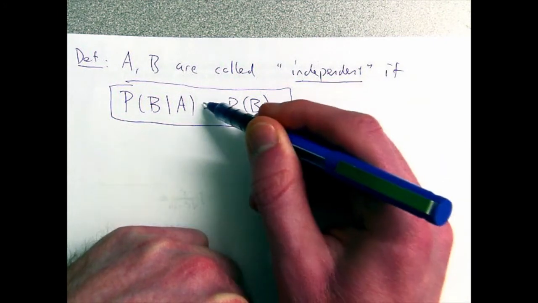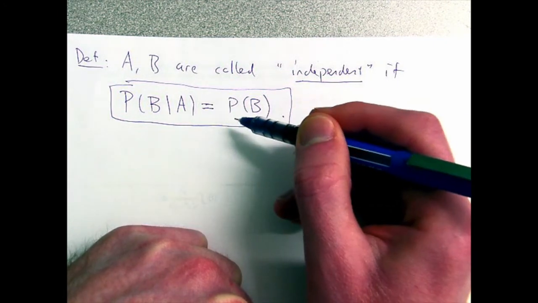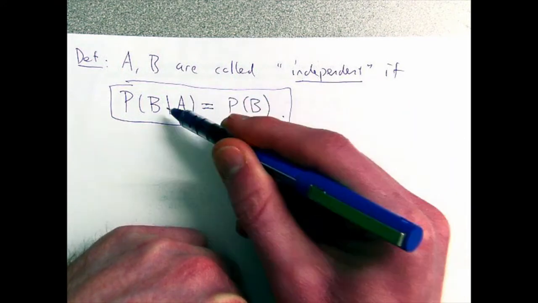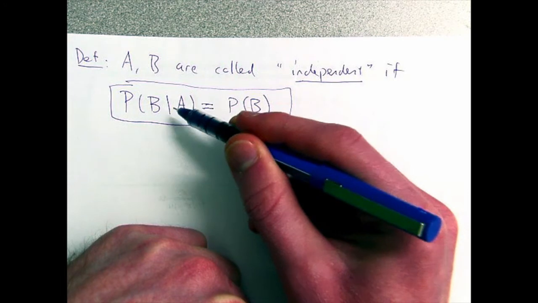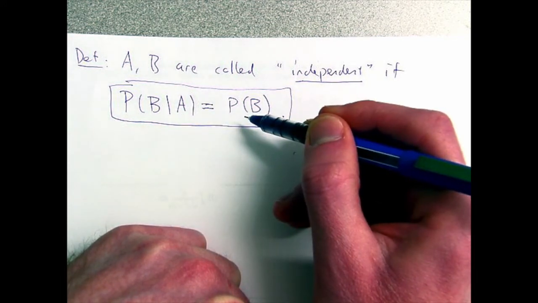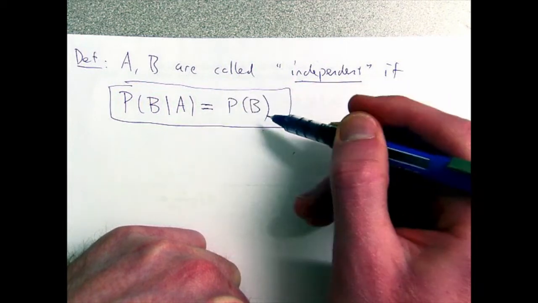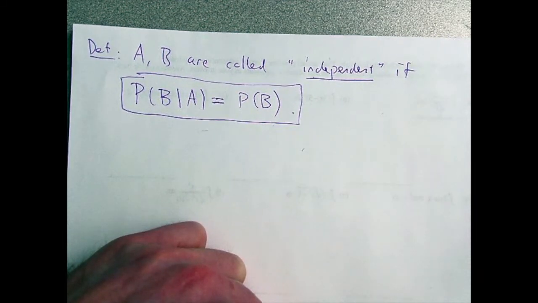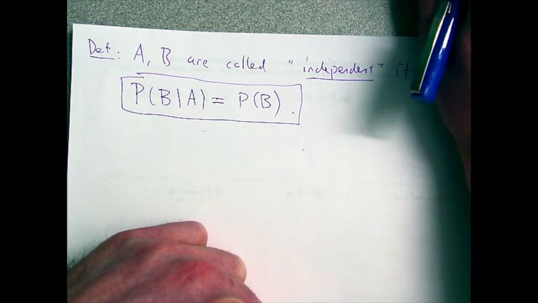And the fact that these two things are equal is telling you that the probability of B remains unchanged if you assume that A has already occurred. In other words, the assumption that A has occurred has no influence on the probability of B occurring. So that's why it makes sense that this is the definition of independence. Okay, so that's the definition of independence.